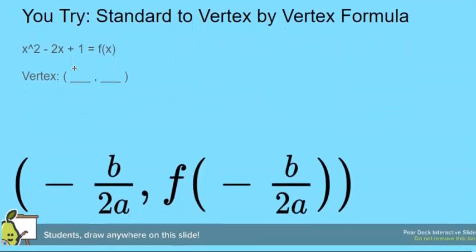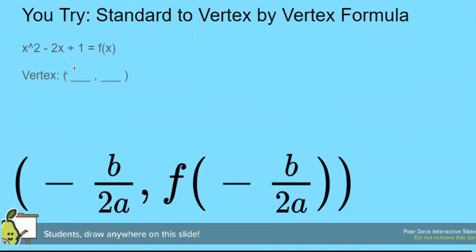Okay, now you try this. Find the vertex using the vertex formula. We are writing on your screen. Make sure you identify a, b, and negative b over 2a, which is h. Plug this number into the formula to get k.